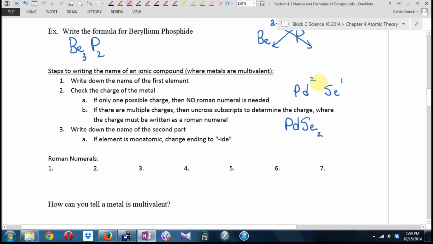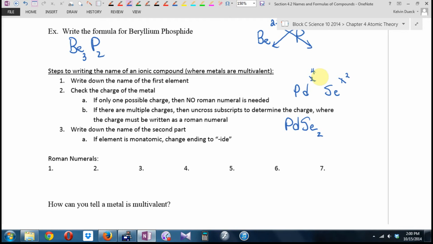Go check selenium. What's its charge? What am I saying its charge is right now? 1. Is that correct? So what do I have to do? Double that one, but likewise, double that one. You know what? The palladium in that particular formula had an ion charge of 4. I didn't say it was easy. We can get there systematically, but you really got to scratch your brain, and we'll practice a bunch of these.